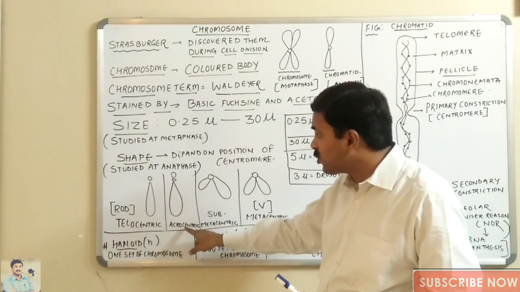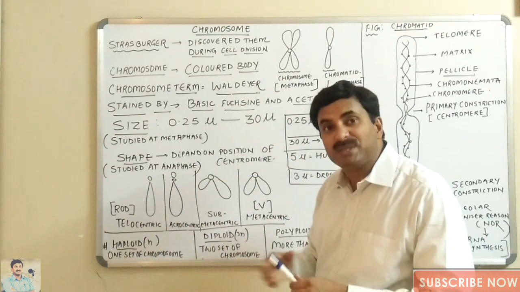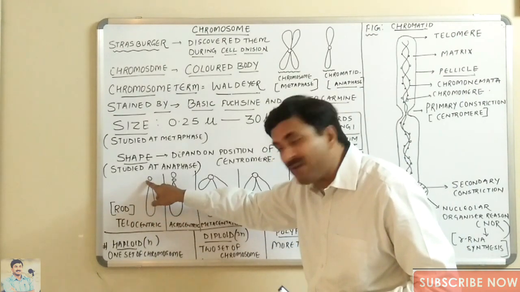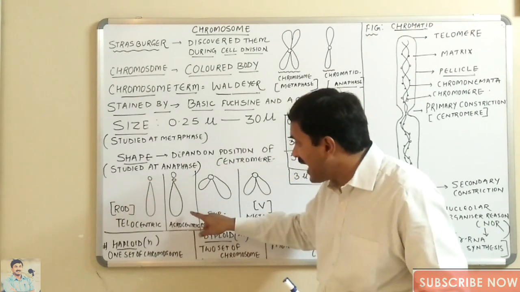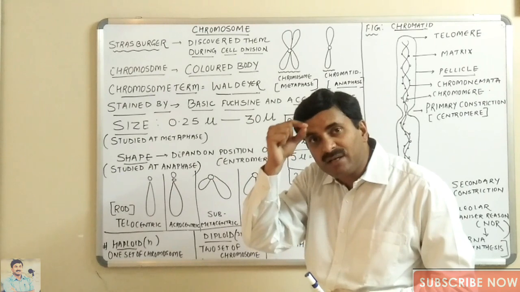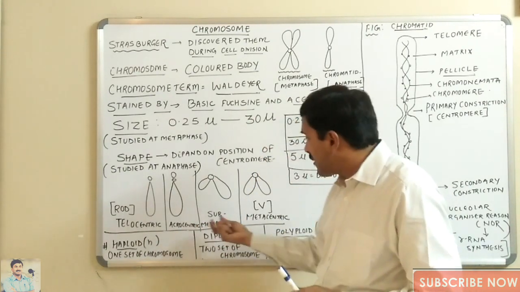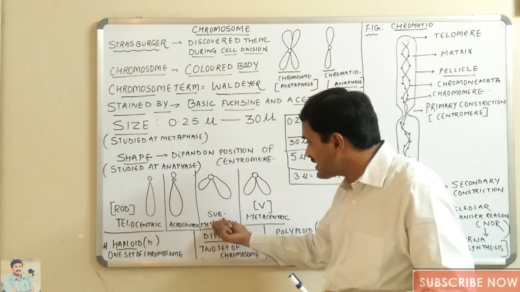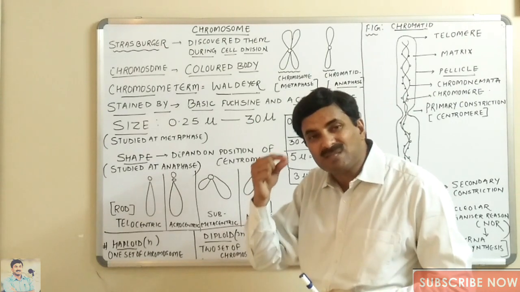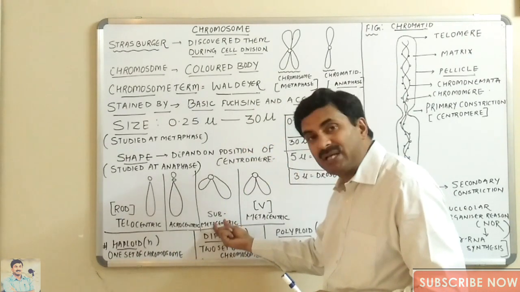But see the acrocentric chromosome. In acrocentric chromosome, the centromere is present near the end. See here, in telocentric, the centromere was present at the end, but in acrocentric chromosome, the centromere is present near the end, and that's why it is called an acrocentric chromosome. What about the metacentric and submetacentric chromosome? In submetacentric chromosome, the centromere is present a little away from the center, and it is called submetacentric.